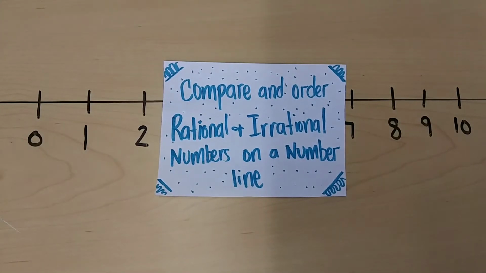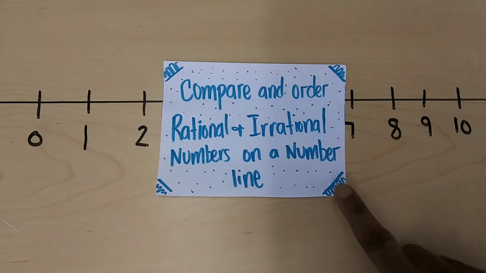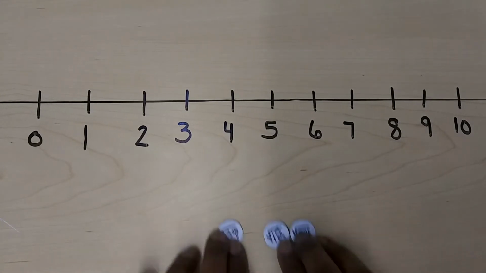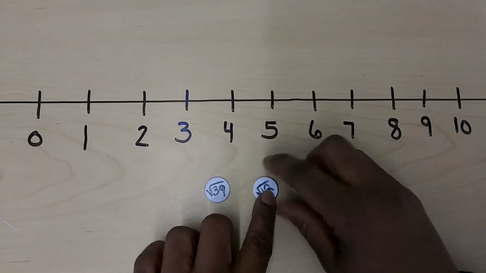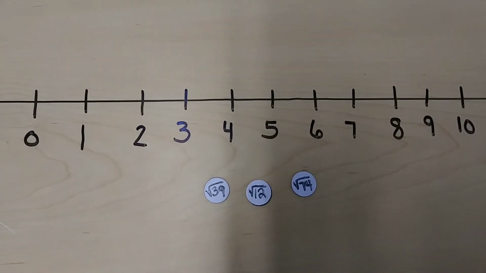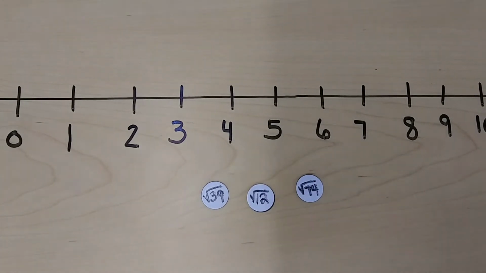In this video, we will compare and order rational and irrational numbers on a number line. I will give you a set of numbers, rational and irrational, and I want you to be able to order these using a number line. But there are certain things we need to know.